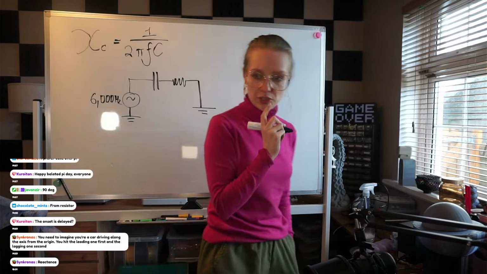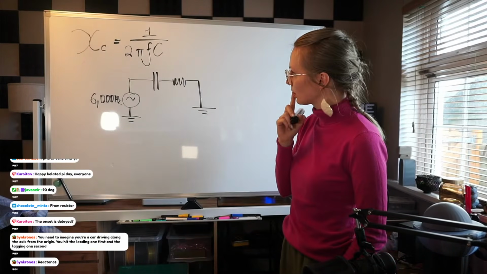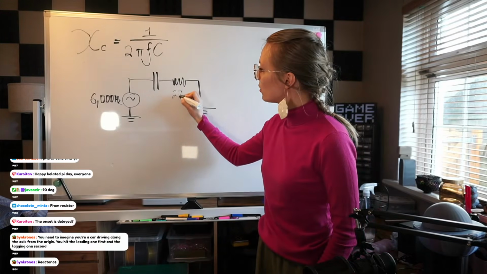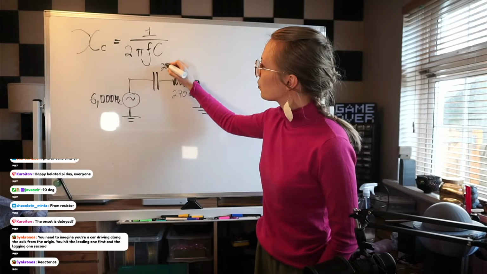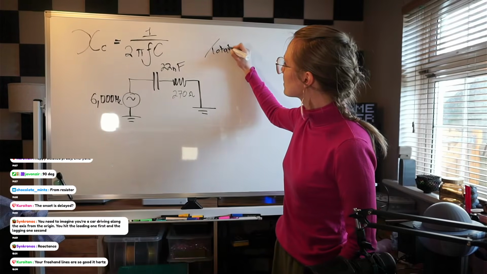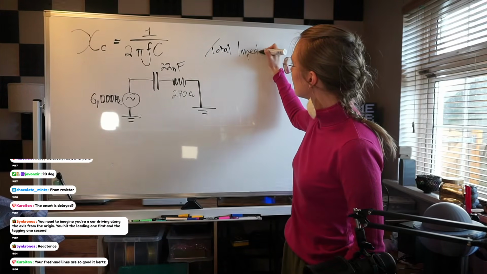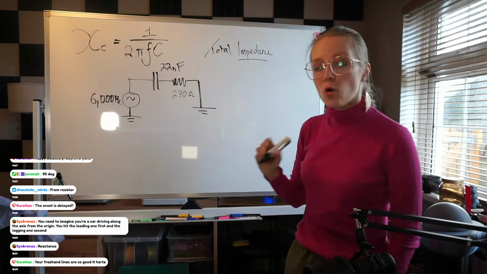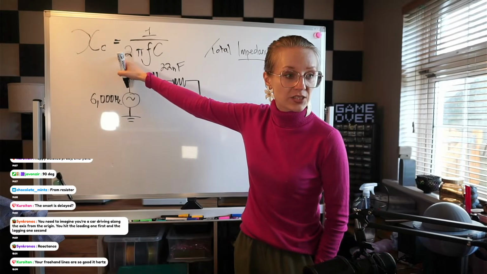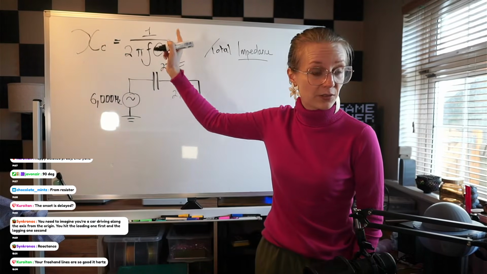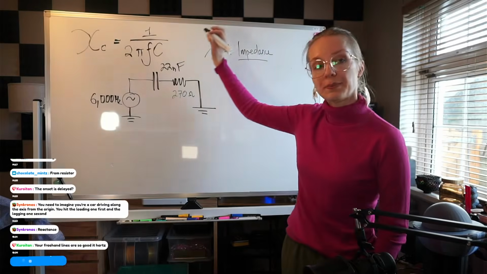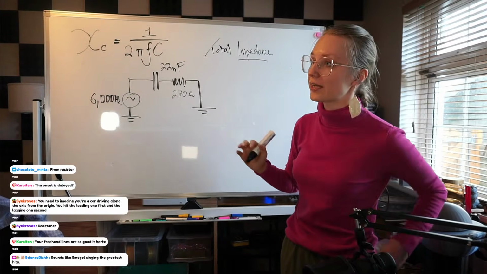So here I have a question for you, chat. The resistor's 270 ohms, and the capacitance value is 22 nanofarads. Calculate the total impedance. What the heck is total impedance? Well, remember I said reactance is the resistance that your capacitor can have due to frequency and the capacitance value, okay? Your resistor has resistance, and so total impedance is the combination of those two things.